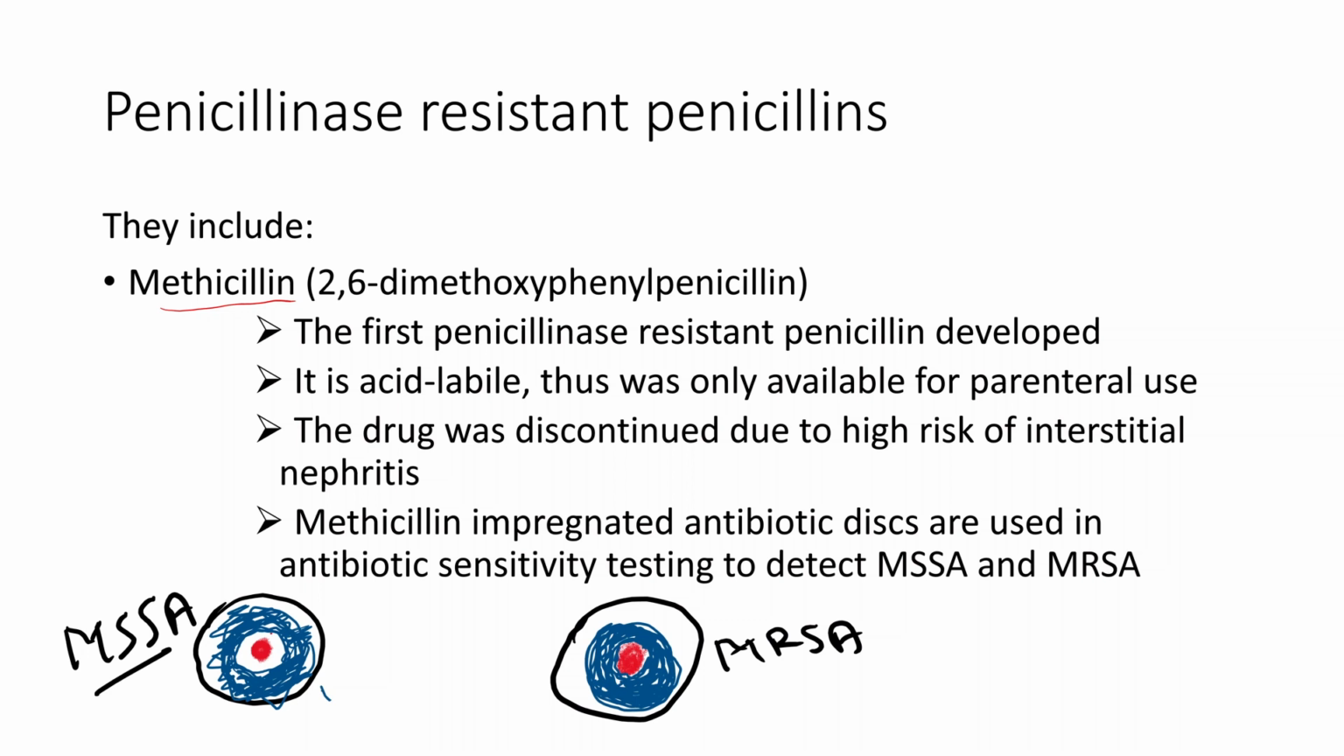We have a culture plate, we inoculate the organism, and put the methicillin disk like this. The red disk is methicillin. So this is methicillin resistant Staph aureus because it doesn't inhibit growth. You see, it has gone to the edge of the antibiotic disk. Here there is a zone of inhibition. That is methicillin sensitive Staph aureus. So remember, methicillin is not a drug now, used only for antibiotic sensitivity testing.